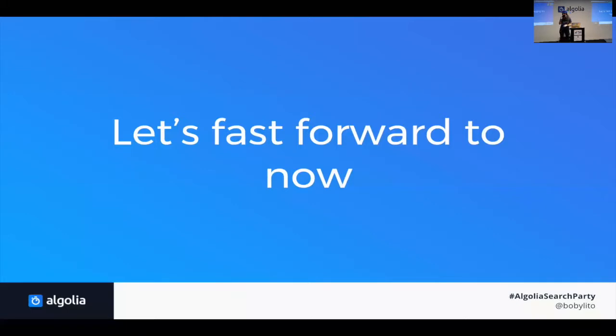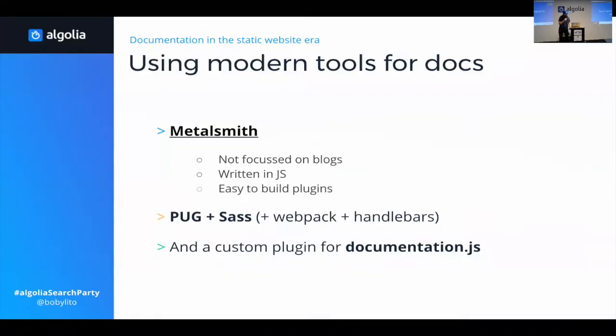The first thing that we changed is the stack. Basically, we moved from Jekyll to something called Metalsmith. Metalsmith was interesting for us because, first, it's not focused on blogs, whereas Jekyll is very focused on blogs. Also, it's written in JavaScript, and I work in a team of JavaScript developers, so it was really a no-brainer for us. And it's easy to build plugins, to extend it and fit it to our needs. For the templating system, we're using Pug, and for the CSS preprocessor, we're using Sass.